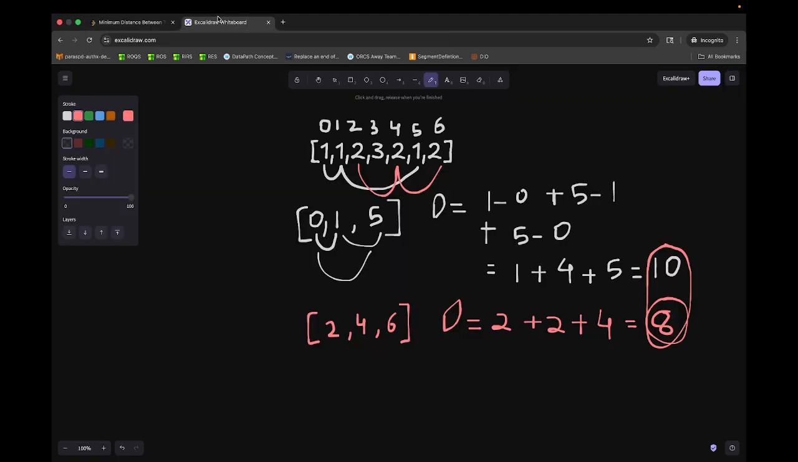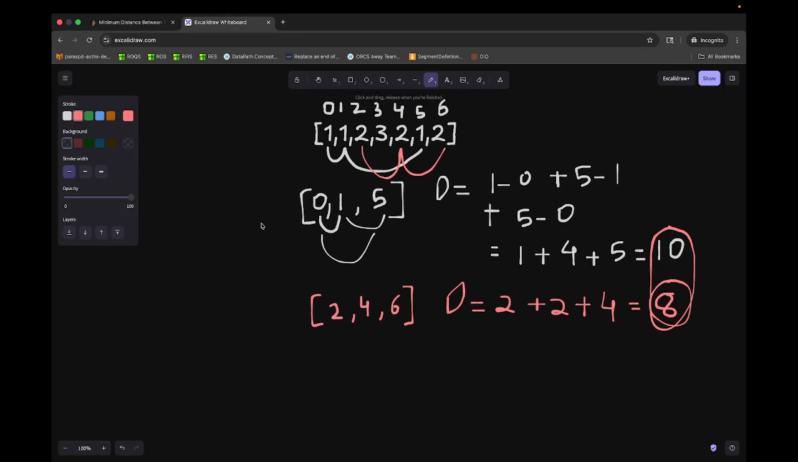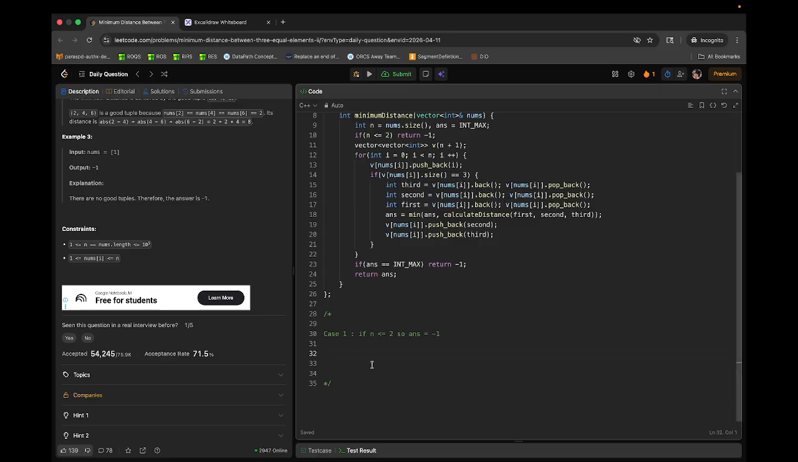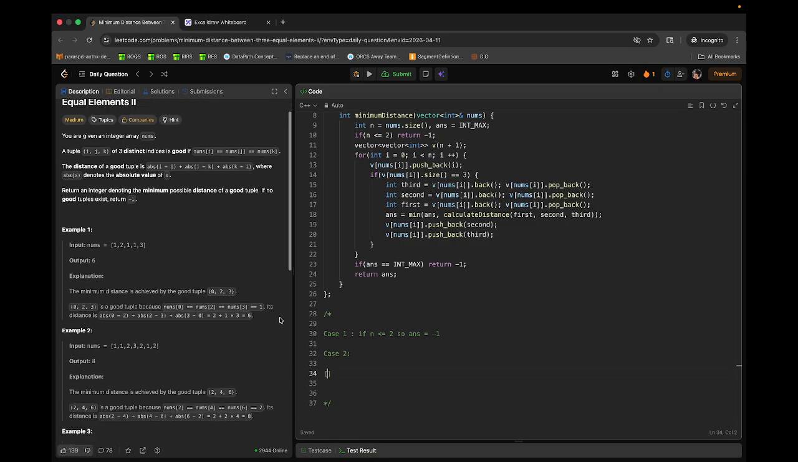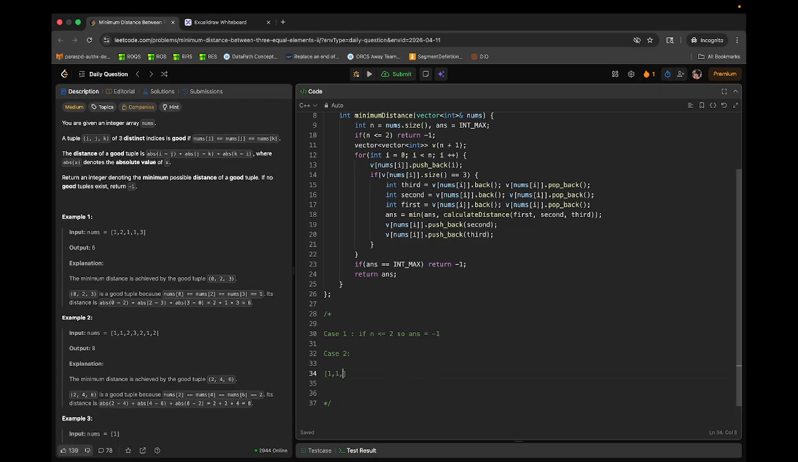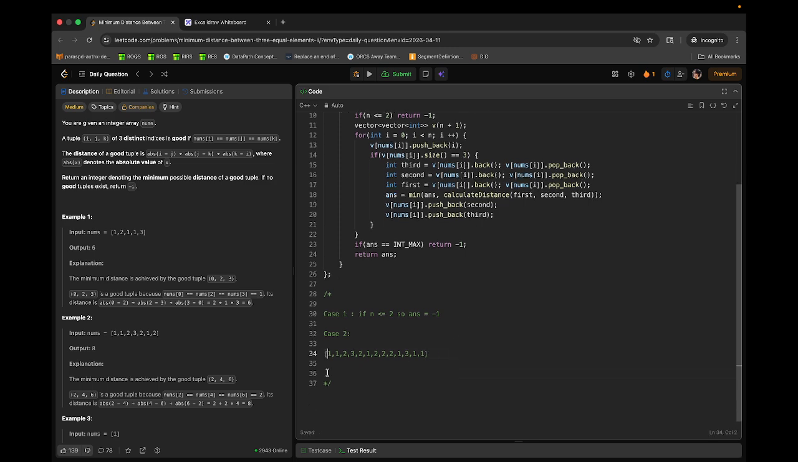So how can we approach this? Okay. So let's assume case 2. We have an array like this. So 1, 1, 2, 3, 2, 1, 2, then 1, 3, 1, 1, and so on. So let's say this is our nums array.